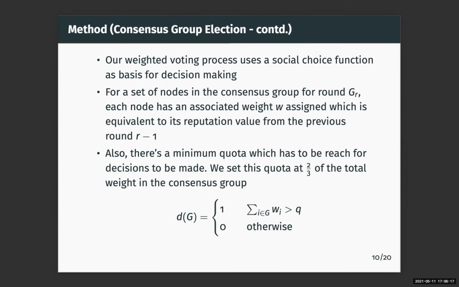Also, there is a minimum quota which has to be reached for decisions to be made. We've set this quota to be 2/3 of the total weight in the consensus group, and we determine the decision made by the consensus group as DG, which is a stepwise function that could either be 0 or 1, depending on whether the total weight of the votes assigned to a particular decision is greater than the quota. The quota here is 2/3 of the total weight of the consensus group. But if this condition is not met, we just default it to 0.